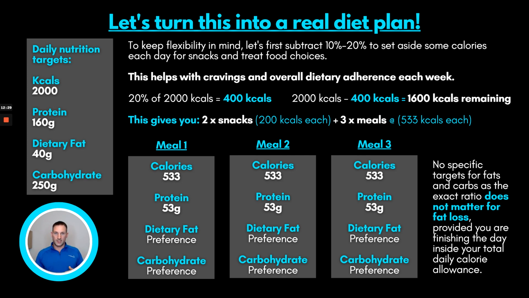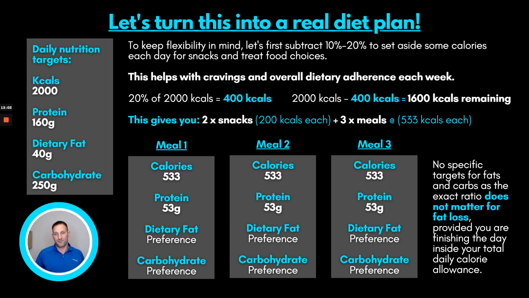So if we take away that 20%, that would be 400 calories. Okay, so 2,000 minus the 400, this leaves us 1,600 calories remaining to build up 3 main meals. So if we have 2 snacks, 200 calories each, that's your 400 calories, and then we have 3 meals. If we divide 1,600 by 3, this gives us 533 calorie meals. Okay, and then we've got a breakdown in the meal 1, meal 2, meal 3 boxes.